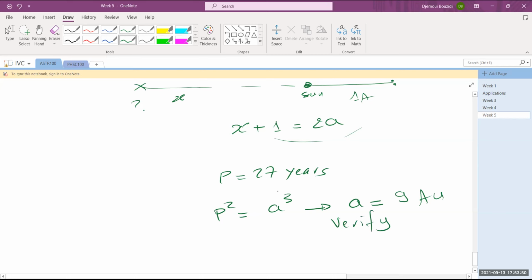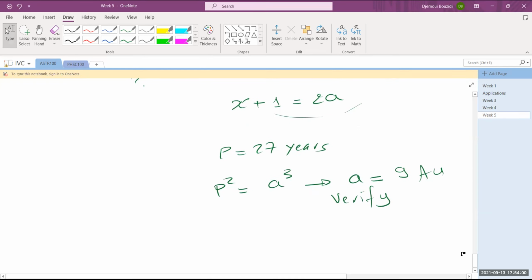All you have to do is square 27 and take its cubic root. Well, the cubic root of 27 is 3 by itself. So when you square 3, 3 times 3 is 9. It should be correct, okay? But check it, verify it, okay?